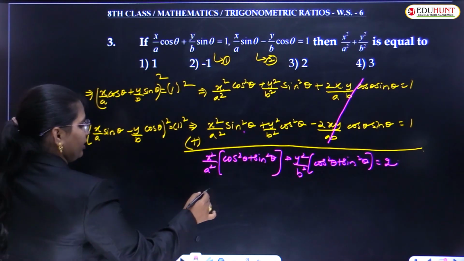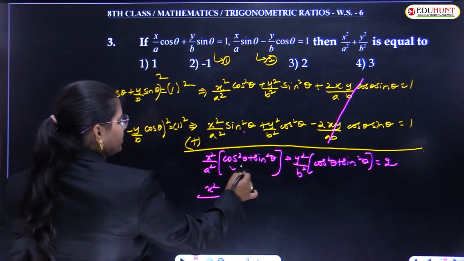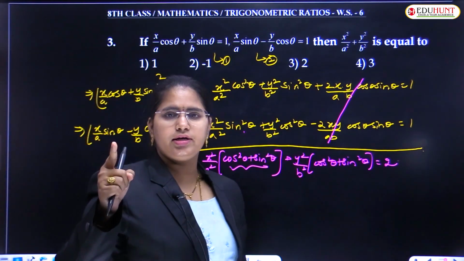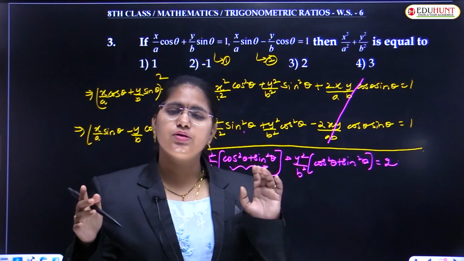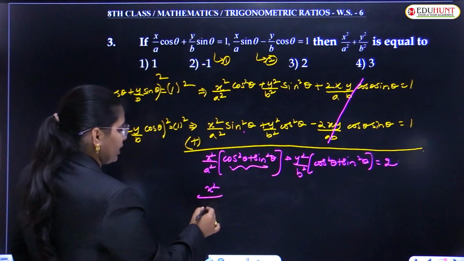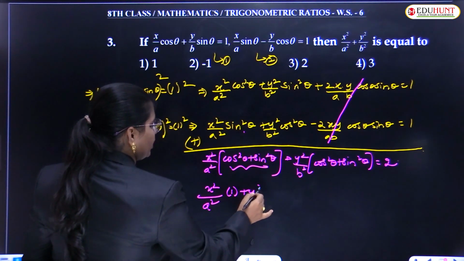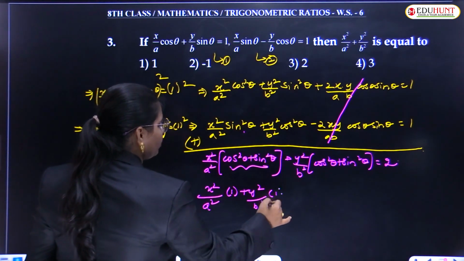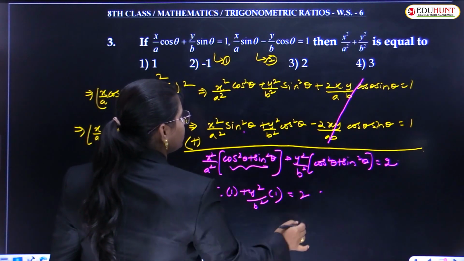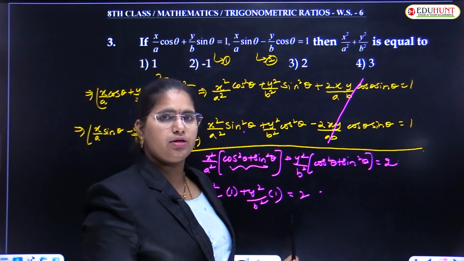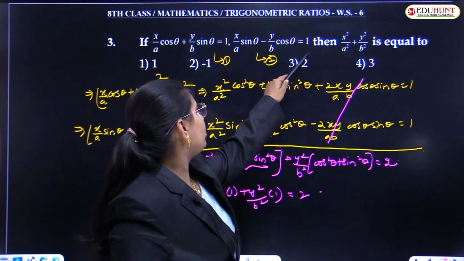From the first trigonometric identity, sin square theta plus cos square theta is equal to 1. So x square by a square into 1 plus y square by b square into 1 is equal to 2. They were asking the value of x square by a square plus y square by b square. The value is equal to option 3.